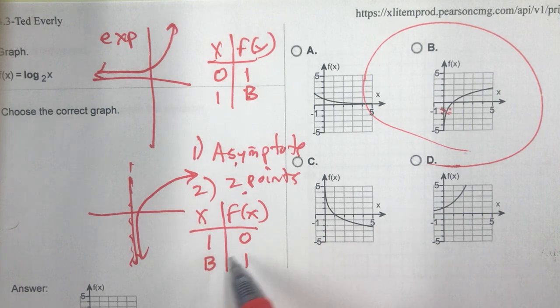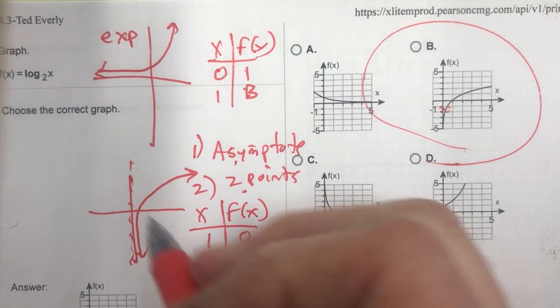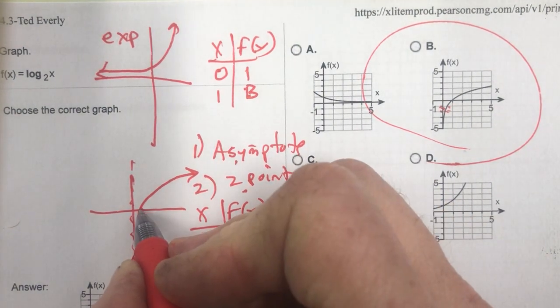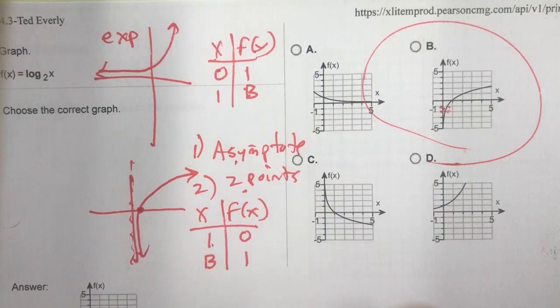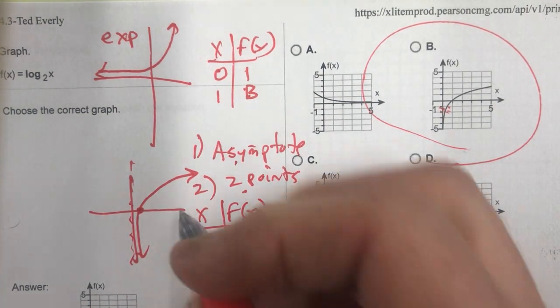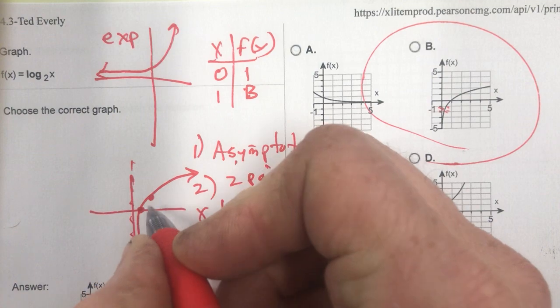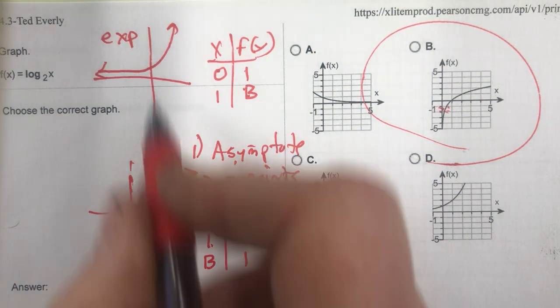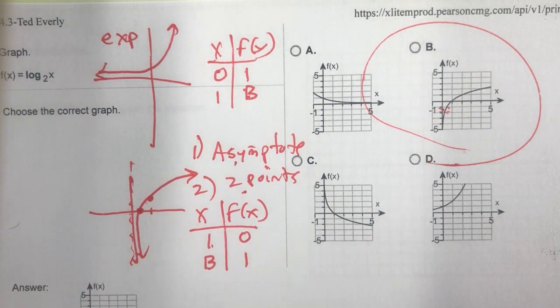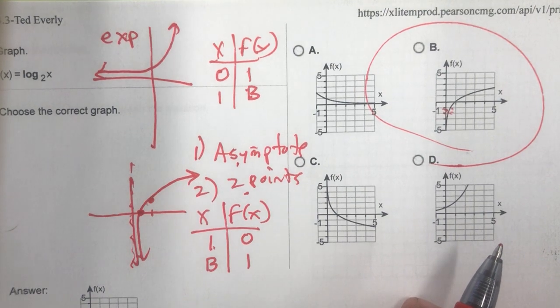Because they're inverses, they switch them. So you got 1, 0 every time, which is this point right here, 1, 0. And then you have your base number, 1, so whatever your base number is, 1 would be the other point. And then, of course, you got your asymptote. Those three things help you figure out the graph.